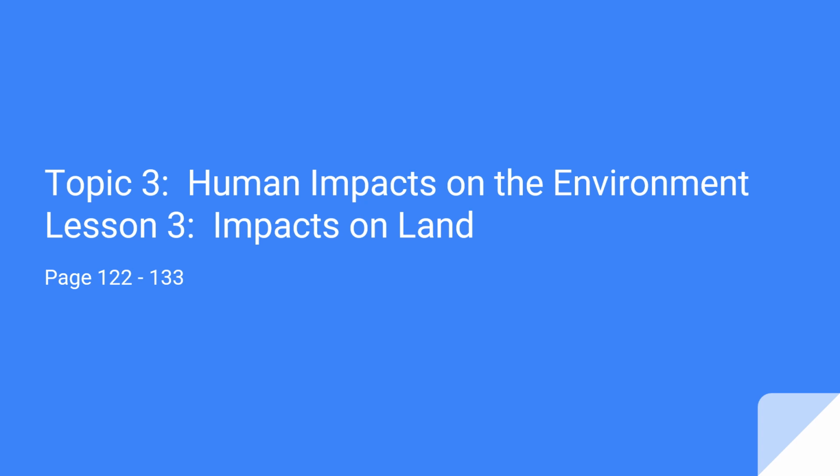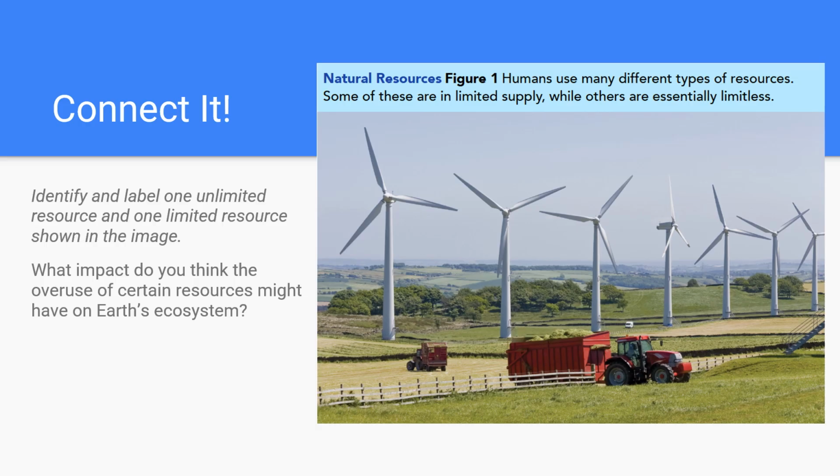Topic 3, Human Impacts on the Environment, Lesson 3, Impacts on Land, found on pages 122 to 133 in your textbook. As usual, we'll start with the Connect It.